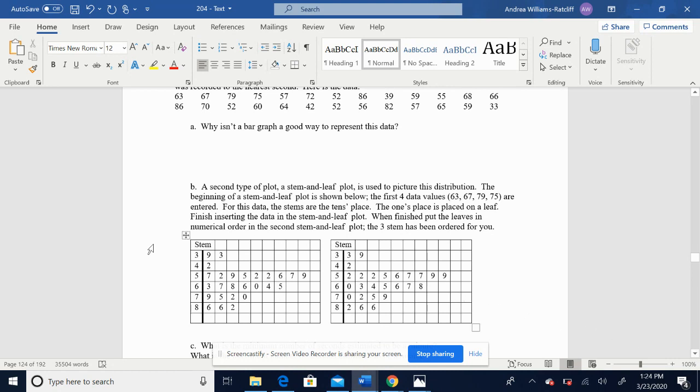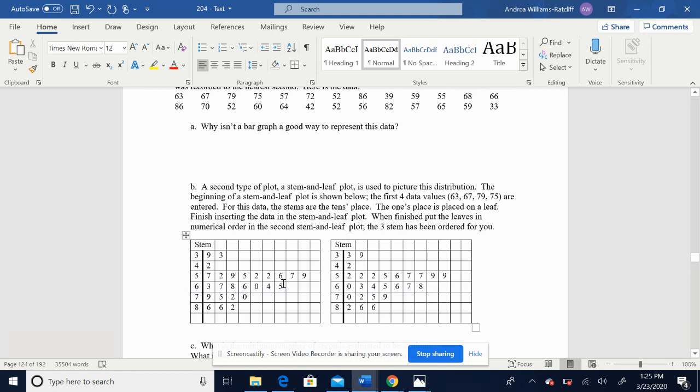Basically, we're going to create a little bit of a division here between what we call the stems and what we call the leaves. The stems in this case are the tens place, and the leaves are going to be the ones place of every individual value that we have. I went through on the left and just filled the leaves in as I saw the data. So for 63, I entered a 3 here because that's the leaf that goes with the stem 6 to make that data point. I entered a 7 because that's the leaf that goes with the stem of 6 to make 67. I went on and did that for all of the data.